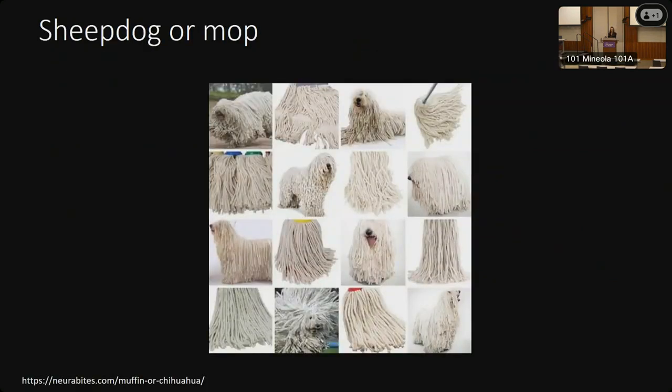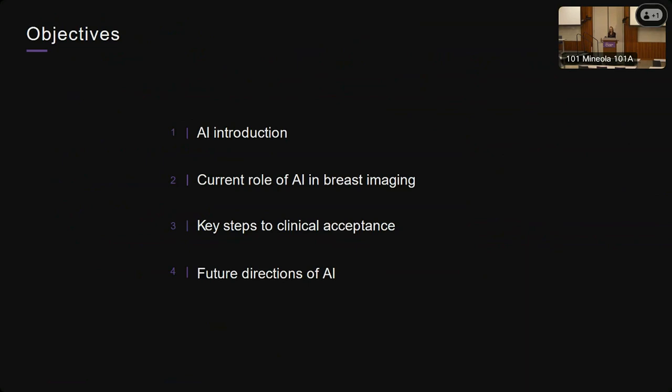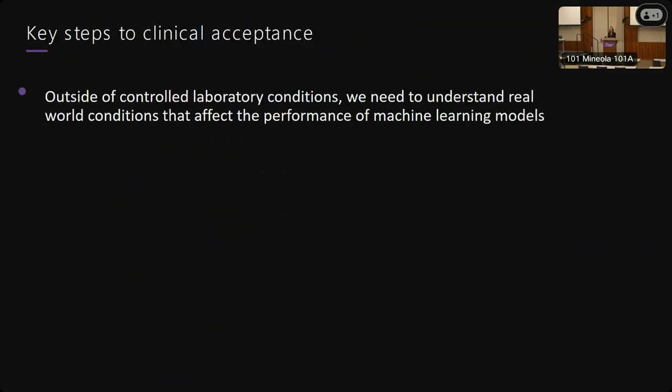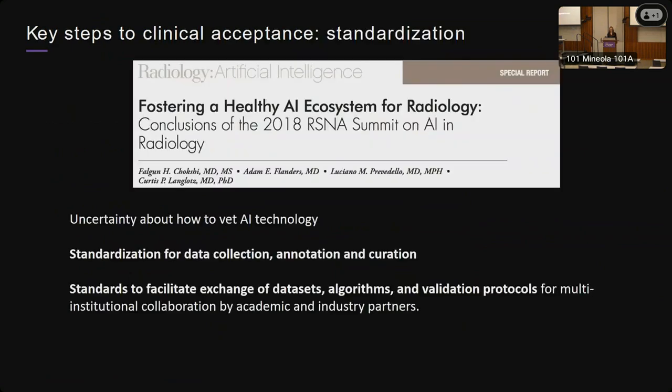Let's talk about what we need to do for AI to become a bigger part of our lives. A lot of these products have been vetted in very controlled environments, in one little university setting with one group of patients. So we really need to see how they performed out in real-world conditions.